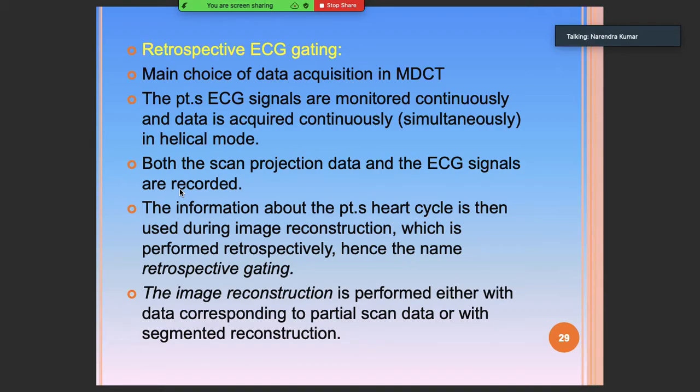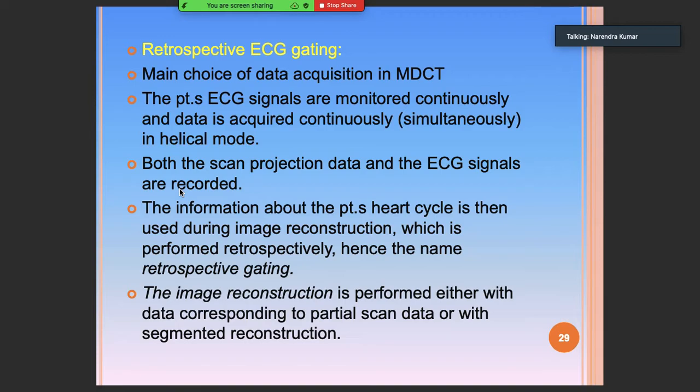Sometimes we also do what is called retrospective ECG gating. This is the main choice for data acquisition whenever MDCT is being done. In the sense, the ECG signals are monitored continuously and the data is acquired continuously as well in the helical mode. Both the scan projection data and the ECG signals are recorded. The information about the patient's heart cycle is then used during image reconstruction, which is performed retrospectively. Hence, that's why it is called retrospective gating.